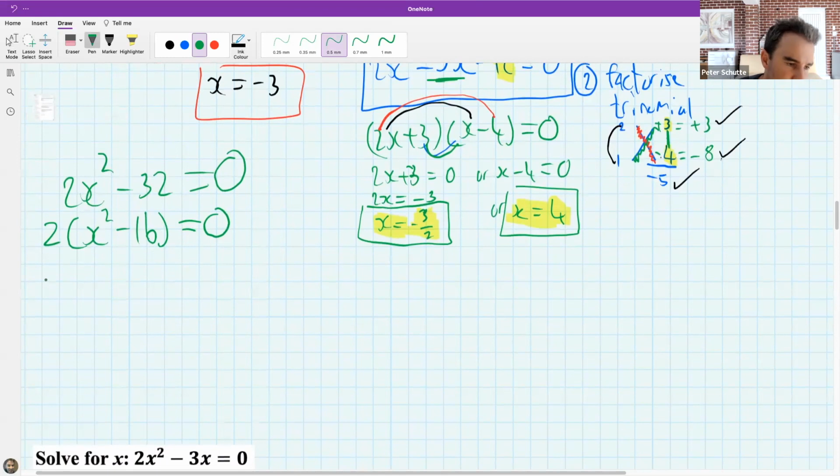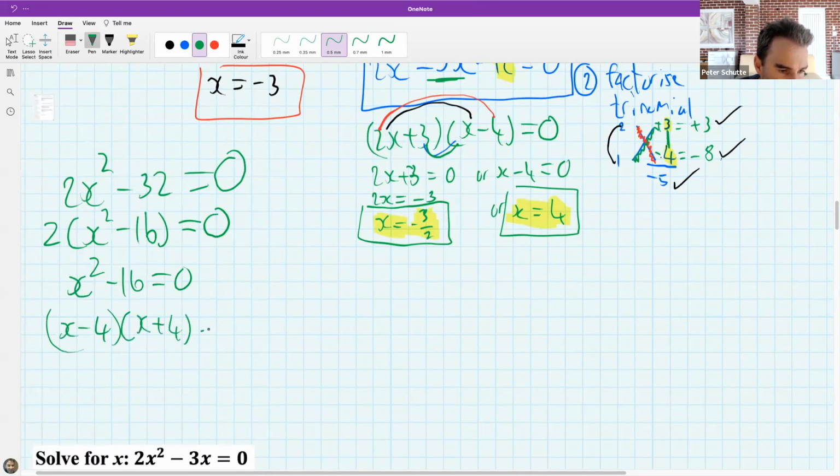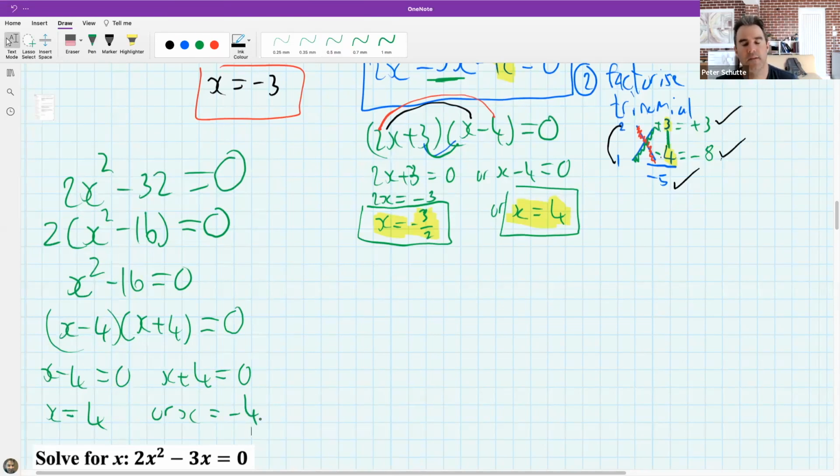I'll show you the two ways here. I get x squared minus 16 is 0. I divide both sides by 2, and 0 divided by 2 is nothing. Then this is a difference of two squares. If I split it, I should get x is 4 or x is minus 4. There is another way to do this, but most people would have done it like this. If your answer was just 4, you would have lost 1 mark because there are 2 answers in this quadratic.